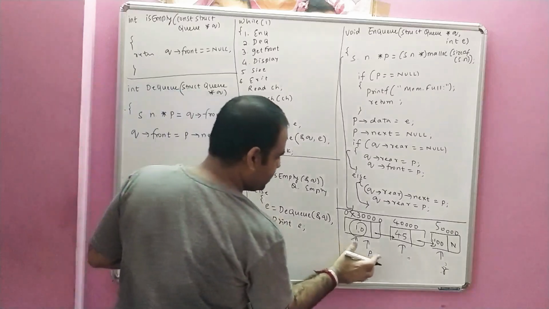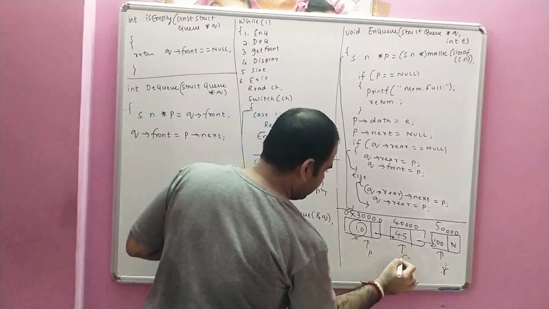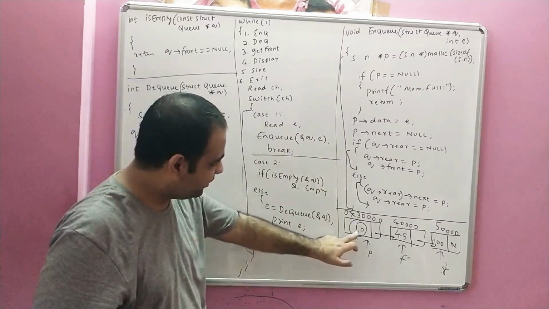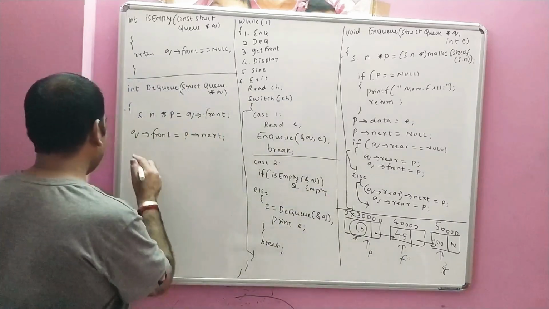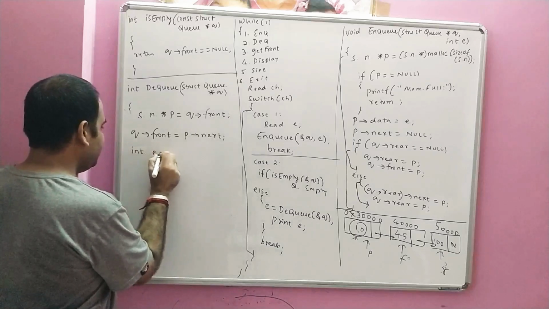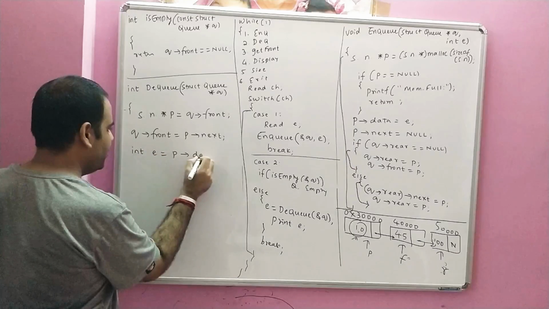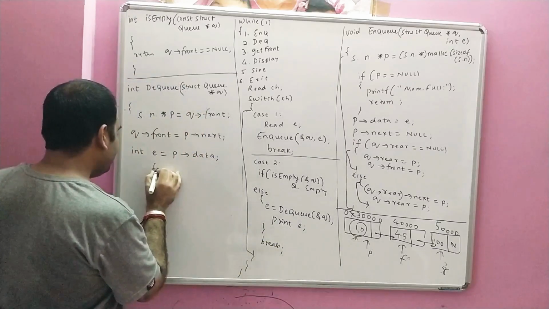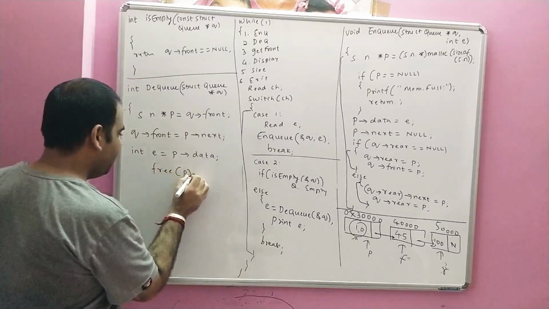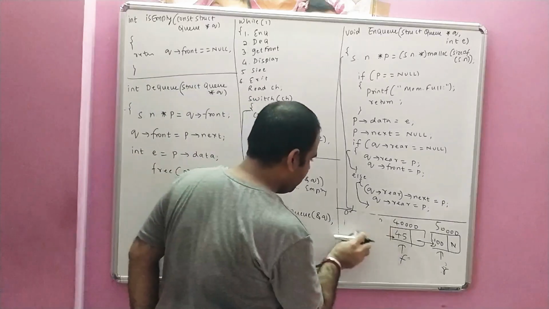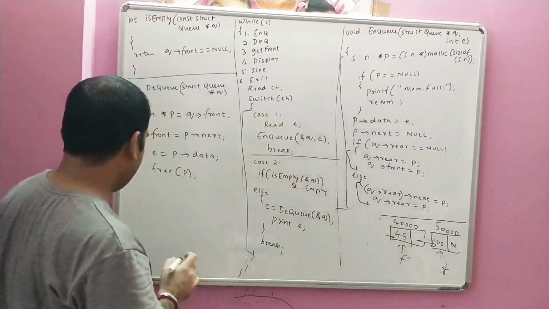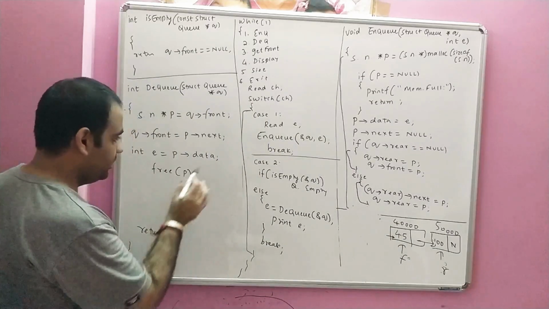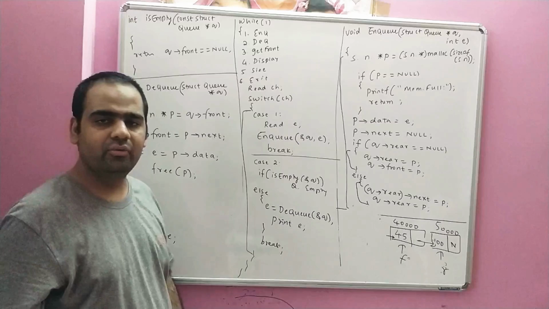Now what is P arrow next? This is P arrow next. Therefore the front comes over here. Now I can say free P. Before I say free P, 10 has to be stored in some variable. Therefore we write int E is equal to P arrow data. Now the value of E will be 10. Now what will happen when we say free P? This will be gone. The answer is stored in E, and what do we write over here? We say return E. That means 10 is the front end of the queue which is deleted.